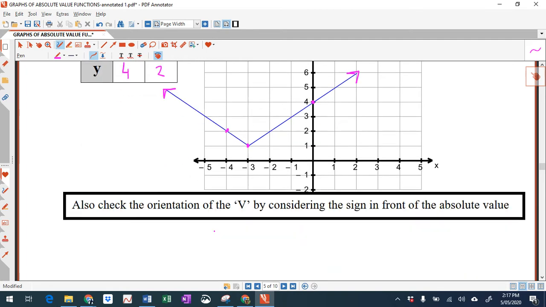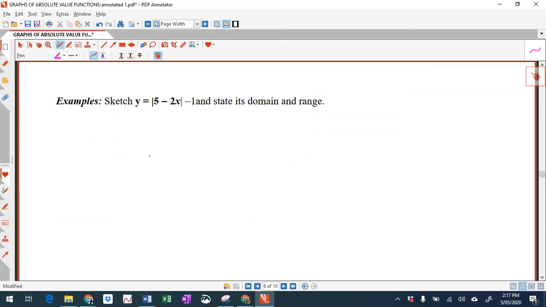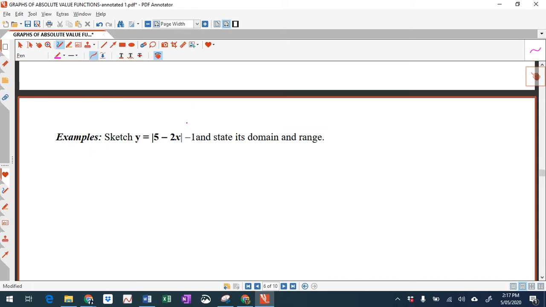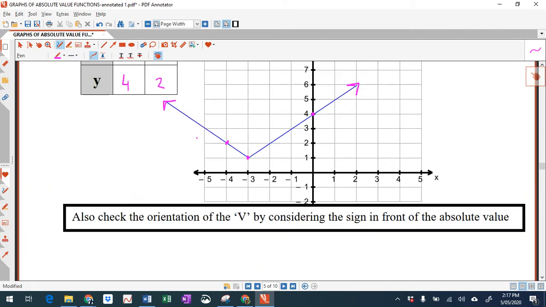Okay, now let's have a look at the next question. First thing we're going to do to sketch this is find the zero case, but actually I just remembered we didn't do the domain and range for this question, did we? So domain, well, the domain is all real x, isn't it? Okay, domain is all real x.